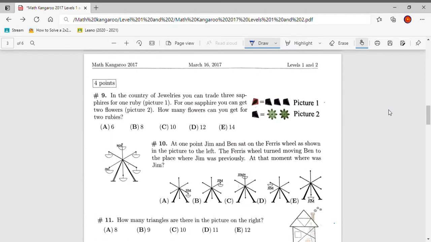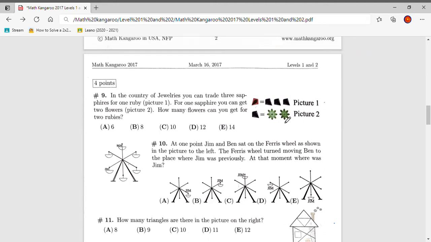For this video, I will be going over the 4-point problems for the Math Kangaroo 2017 test for levels 1 and 2. And let's get started with number 9. In the country of jewelries, you can trade 3 sapphires for 1 ruby, picture 1. For 1 sapphire, you can get 2 flowers, picture 2. How many flowers can you get for 2 rubies?